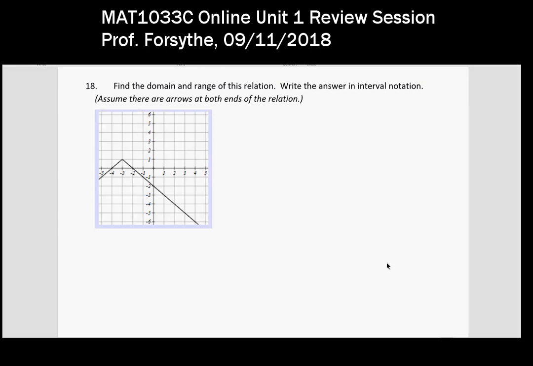Got a question. I always use the bracket when I have a closed dot. Yes. So the bracket represents that we are including that value. So the closed dot means that we are including that value as well. An open dot or circle represents that we are starting at that value, but we don't include that actual value.